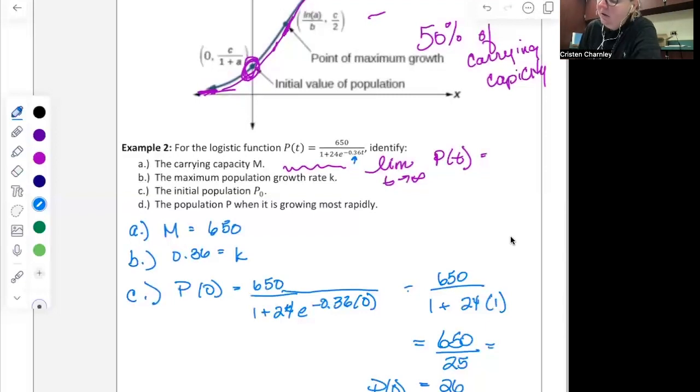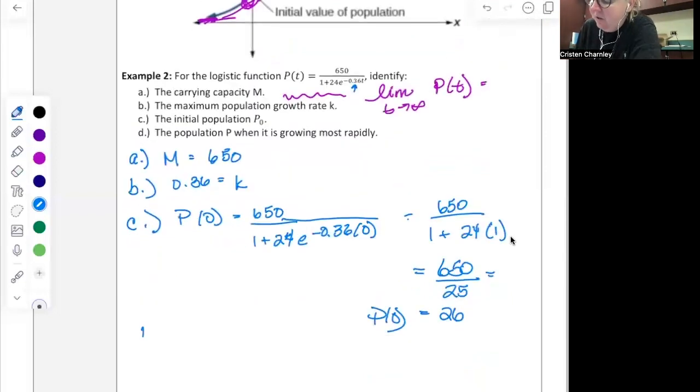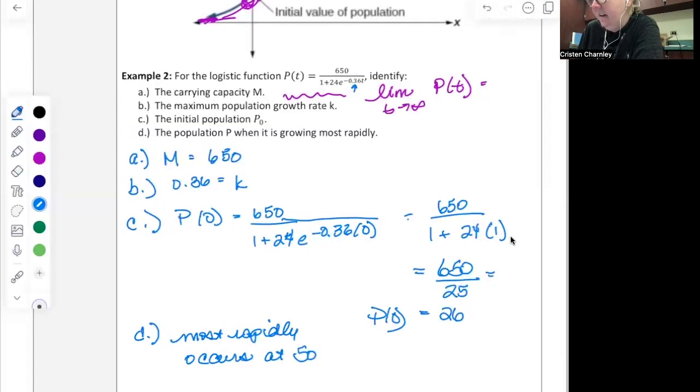All right, good. And then letter D, the population when it's growing most rapidly. Most rapidly occurs at 50% of the carrying capacity. So if I know my carrying capacity is 650, half of that is going to be 325. All right, there we go. That's example 2.